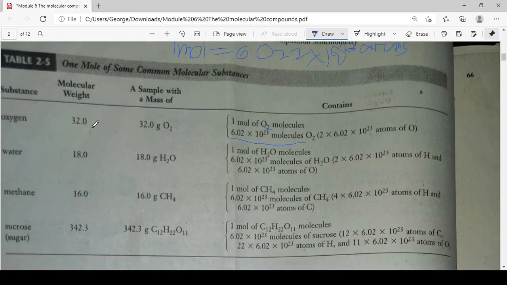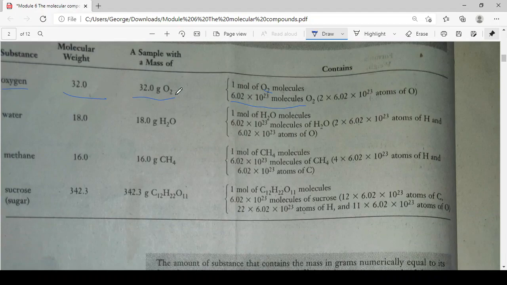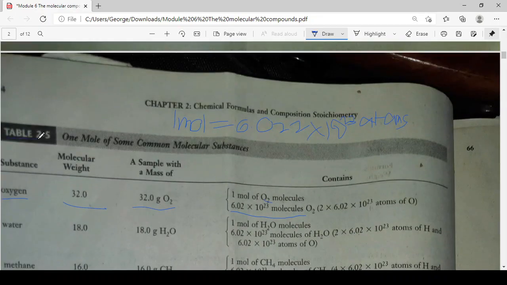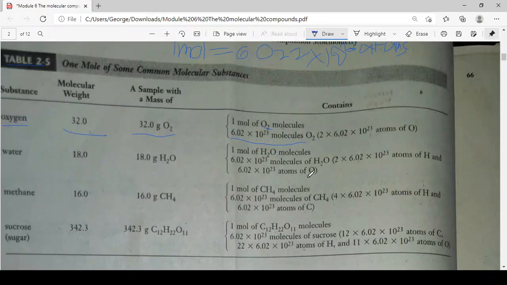So for example, oxygen has a molecular weight of 32, so the sample mass is 32 grams of O2. And for every 1 mole of O2 molecules, we have 6.022 times 10 raised to the power of 23 molecules of O2 or oxygen. So this is just a sample in Table 2.5 of the common molecular substances that we have, and the equivalent moles for every substance.